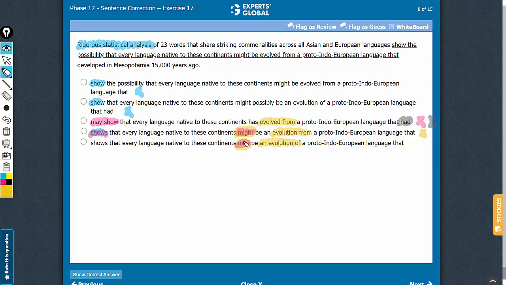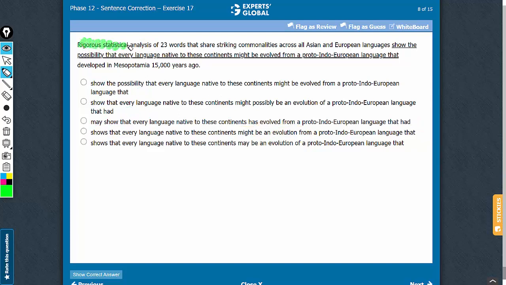However, GMAT will not test you on such nuances alone. That is why answer choice D also has a more apparent error here. Evolution from is incorrect. Evolution of is correct. Evolved from would also have been correct. So answer choice D can also go. Let's confirm answer choice E now.